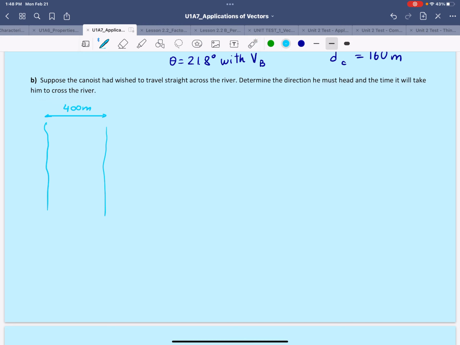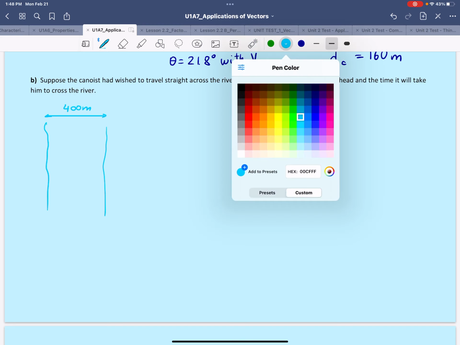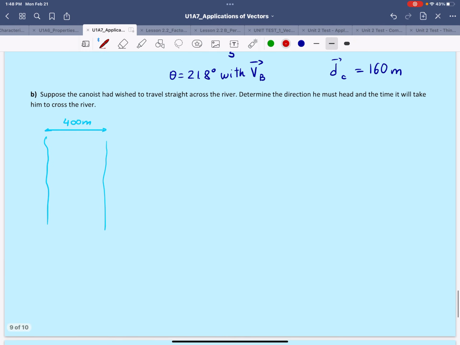So this time the canoeist is doing some calculations and trying to find out in what direction he should head so that he would land exactly across. So the resultant vector will be across the river. So he's trying to minimize the distance traveled. So we're going to say that the velocity resultant this time has to be perpendicular to the current. So this is the velocity resultant.